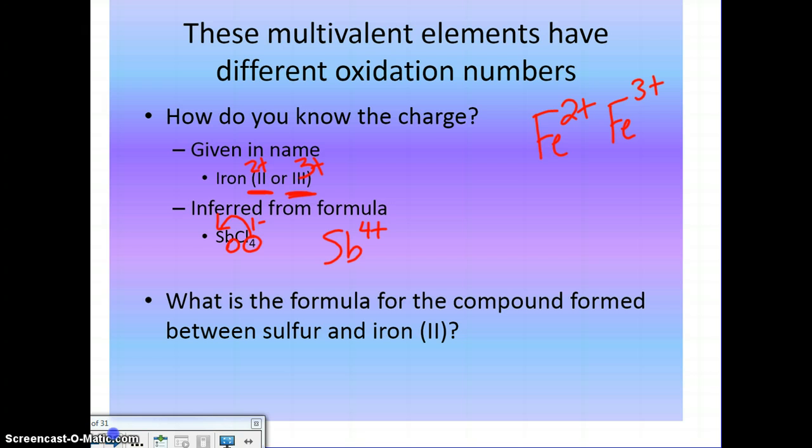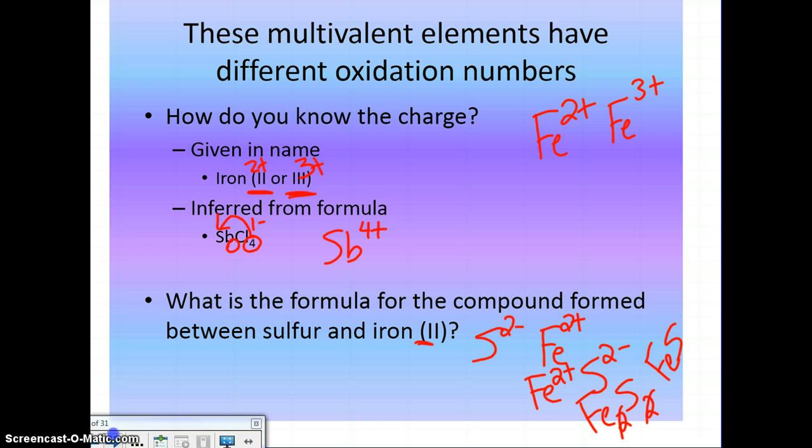All right, what's the formula for the compound formed between sulfur and iron 2? Okay, so we have sulfur, which is a 2-, and we have iron, and it tells us that it is Roman numeral 2, so that means it's a 2+. Okay, so we're going to put the metal first, the positive one first. That's iron 2+, S 2-. Swap and drop, we get Fe2S2. And then we know that we need to reduce those to 1s because it is not in the lowest form. So our final formula is just going to be FeS.